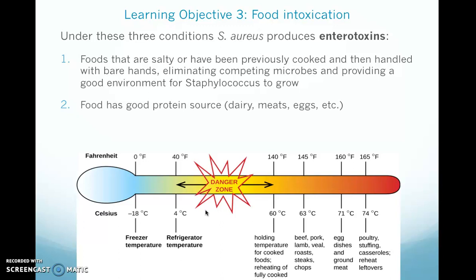Second, food has to have a good protein source for them to be able to make those toxins. So things like dairy products, cheeses, meats, eggs, something like an egg salad or a chicken salad or lunch meat, ham, those are all the kinds of sources that S. aureus would grow on. And third, food is left out at warm temperatures, like at room temperature, for too long. So the bacteria grow rapidly, have this good protein source and a lot of space, and make this toxin. And then if somebody eats the food, they're getting a big dose of that toxin all at one time.